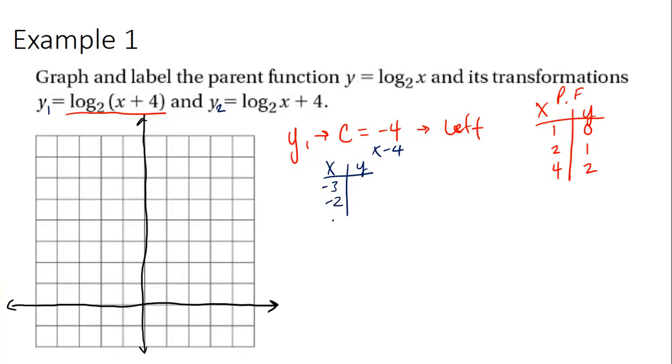And then 4 minus 4 is 0. So we have 0, 1, and 2. Why are these staying the same? Did we change our y's? It just affected the x, okay?